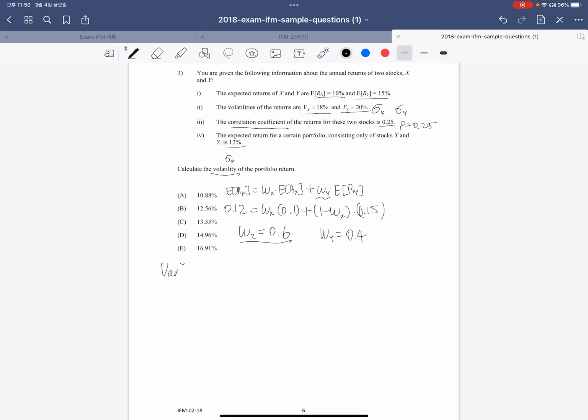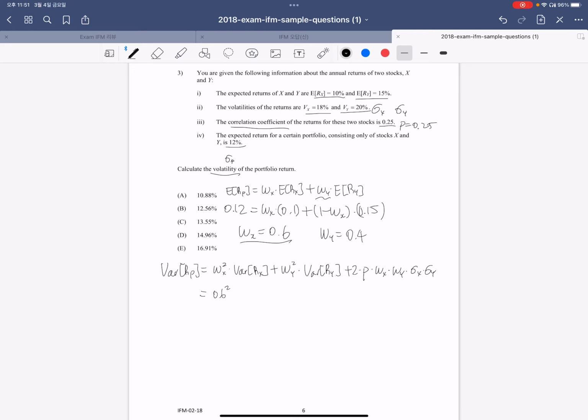And to calculate the variance of the portfolio, the formula is: weight of X squared times variance of X, plus weight of Y squared times variance of Y, plus 2 times the correlation coefficient times weight of X times weight of Y times standard deviation of X times standard deviation of Y. And we know all these values, so we just need to plug in the values.